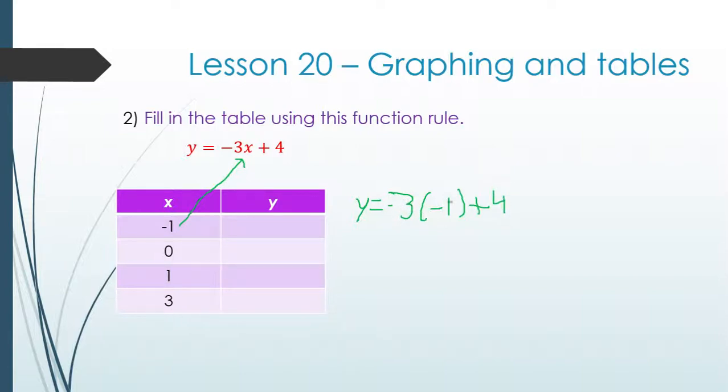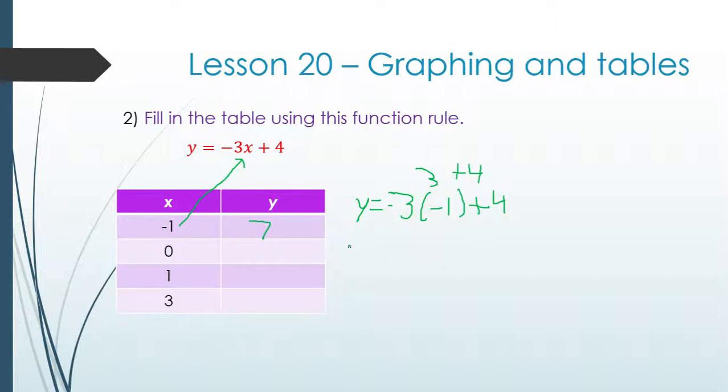So what is -3 times -1? Yeah, that's going to be 3, plus 4 is going to be what? 7. So there's my first answer. So I put negative 1, 7. Okay, so that's my first one. You just list off all the different numbers. I'm just putting it in a table first, but my answer I'll list out.